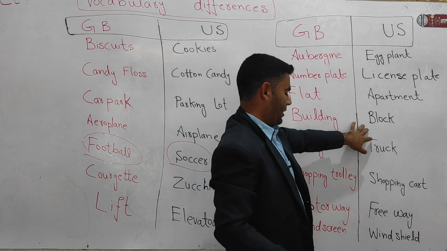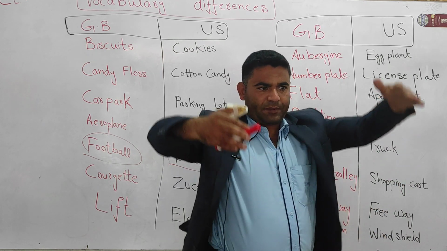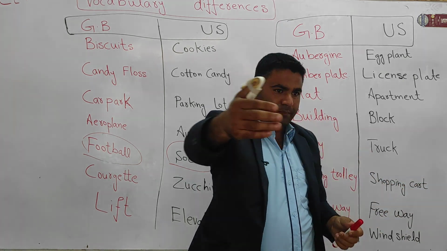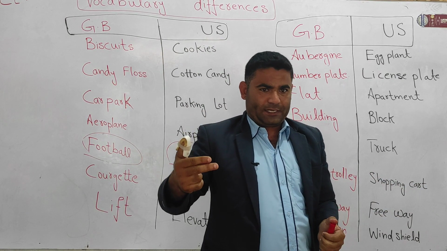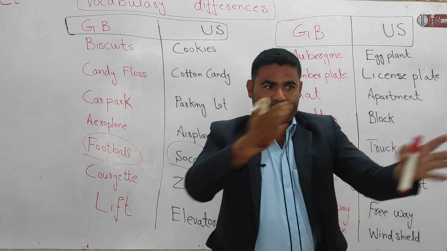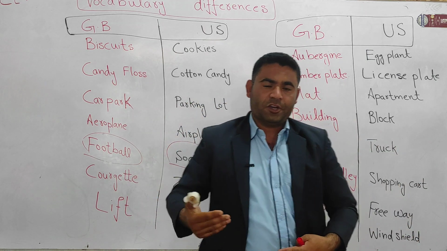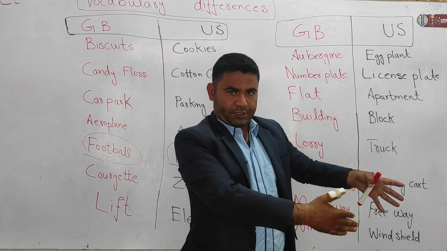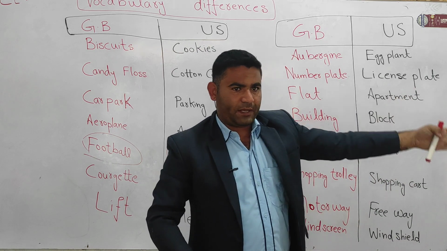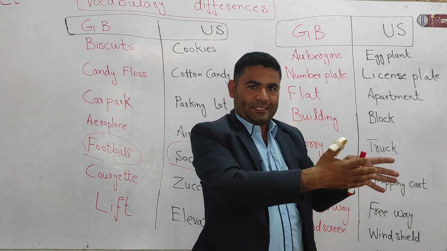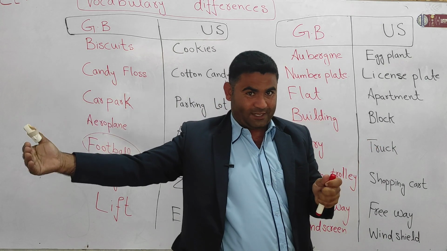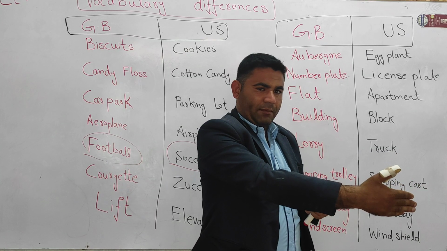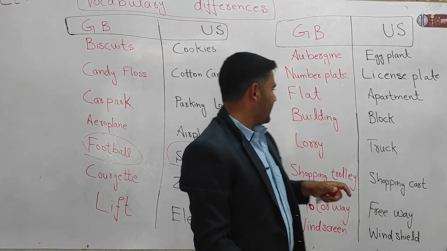Then building and block. For example, there is a big building, and there are two more buildings inside that building. The small buildings within a building are called blocks, like this is the male block and this is the female block. For example, there is a college or a university or a school, and that college has two portions. British will say female building and male building, and Americans will say male block and female block, right?